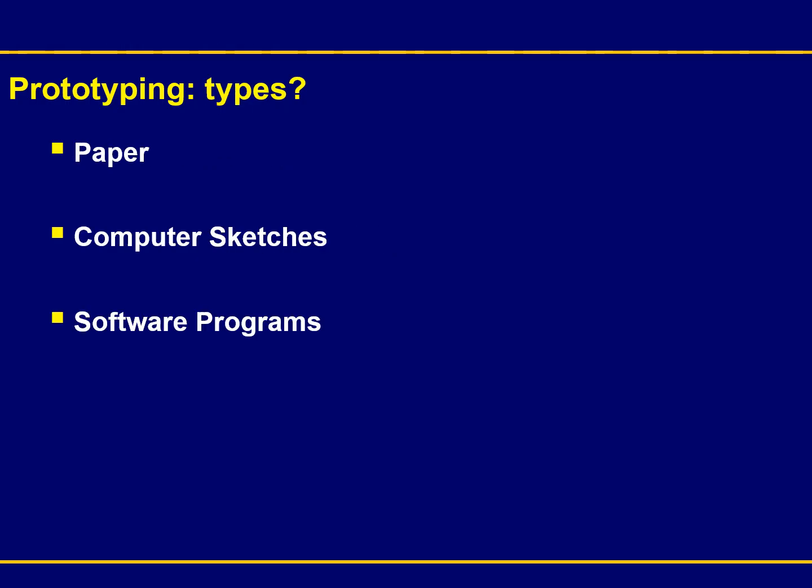What types of prototypes do we have? There are paper prototypes, which is the one you're going to build for your project. There are computer sketches, and there are software programs that you could use to create prototypes.